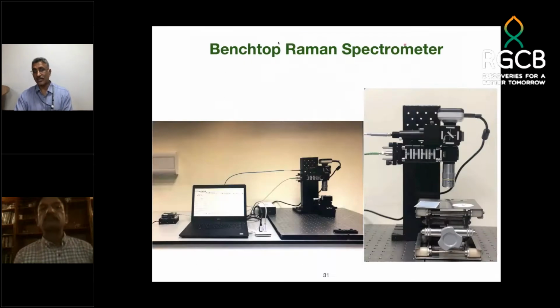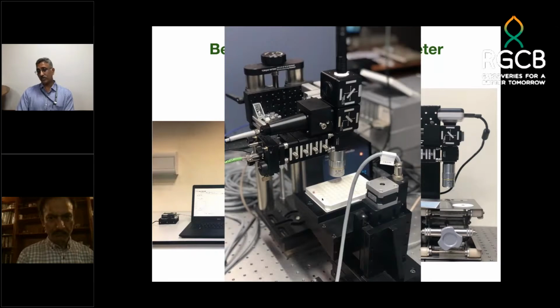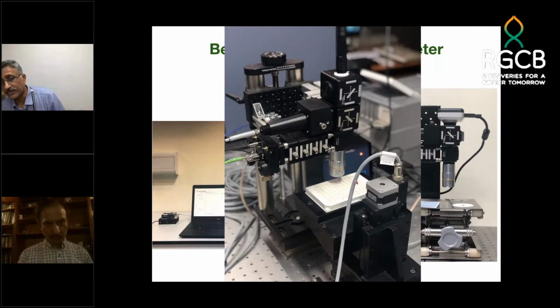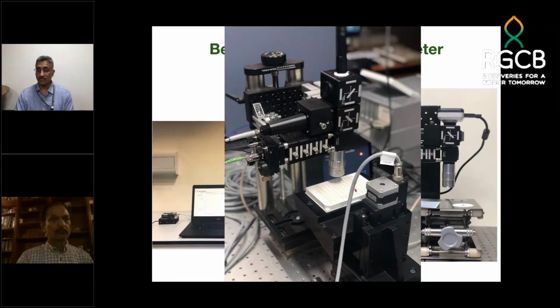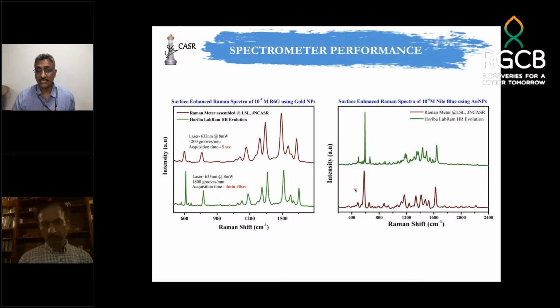For this, we need to develop benchtop Raman spectrometers, and this is something we have developed for ICER Trivandrum for pesticide detection. You can see it is a spectrometer, and we have developed it for a 96 well plate format as well. This whole Raman spectrometer costs less than about 10 to 15 lakhs, and you can see the data.